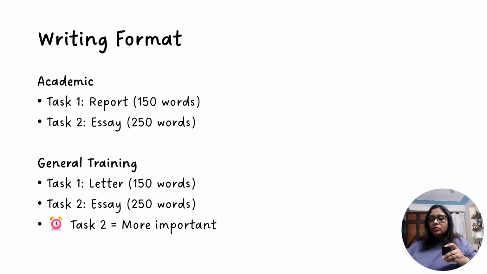Then the task 2 essay is common for the general training students and the academic ones, and it is the most important part of your writing section, because that shows your point of view, your writing, your knowledge about the subject, the kind of vocabulary you are using, your grammar, and how well you can put your ideas across. Then in general training, in task 1 you get a letter.